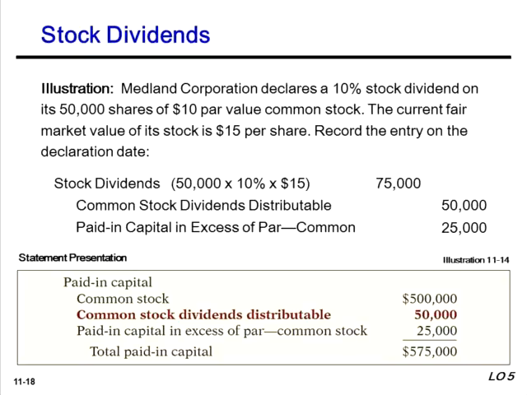$25,000. So that account, common stock dividends distributable, what that is saying is that the corporation has yet to provide those additional shares to the stockholders. So it's a liability. They owe them those shares. But until that distribution is made, the common stock dividends distributable account is on the balance sheet under paid-in capital, which you can see by the illustration.